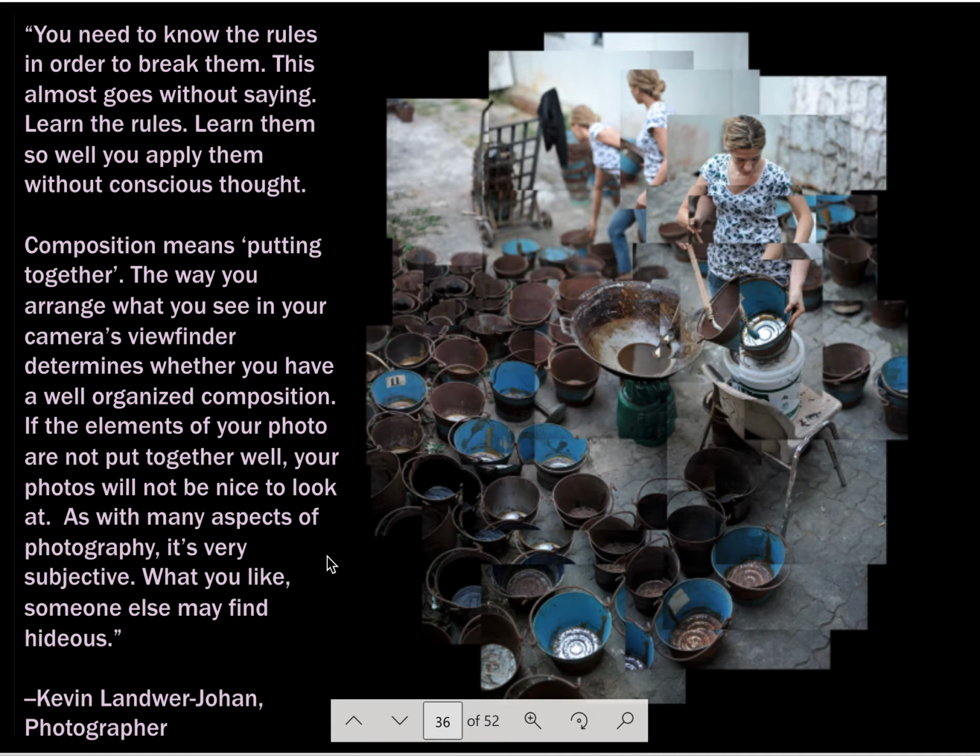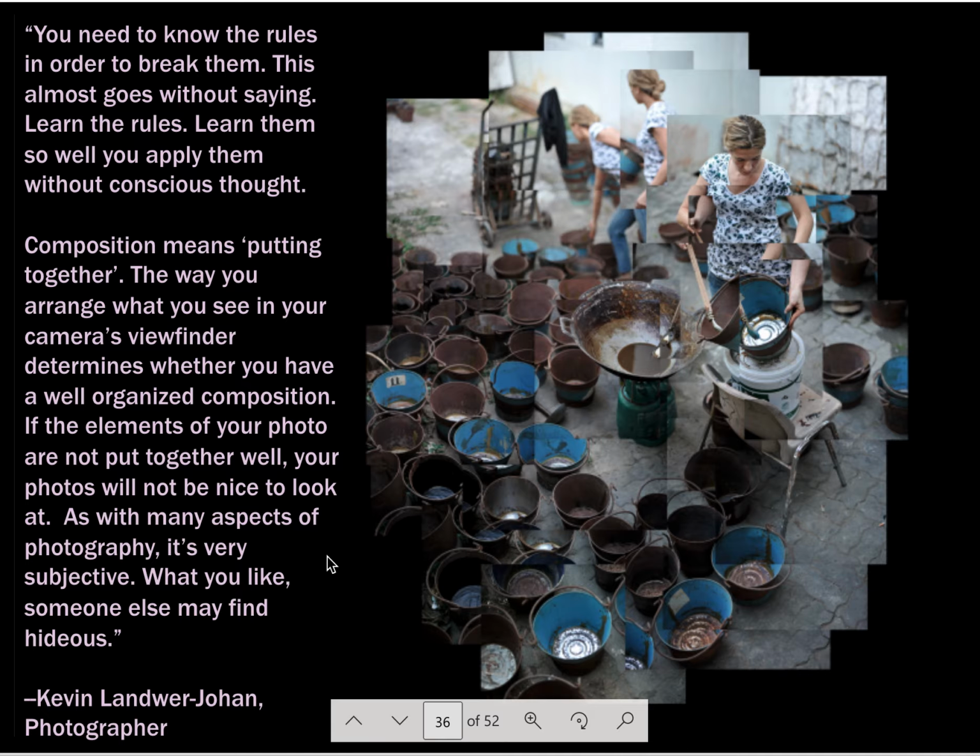Okay, so photographer Kevin Landor Johan took this photo montage, and it's showing you this woman in motion, and this is what he has to say. You need to know the rules in order to break them. This almost goes without saying. Learn the rules. Learn them so well you apply them without conscious thought.